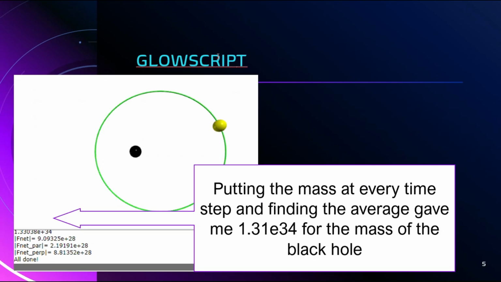So over here, this is what my orbit ended up looking like. It also gave me a list of all these values: 1.33, 1.31, 1 point whatever, and there was a ton of them. I put that into an Excel document and found the average of all of them, and it gave me 1.31 E34 for the mass of the black hole.